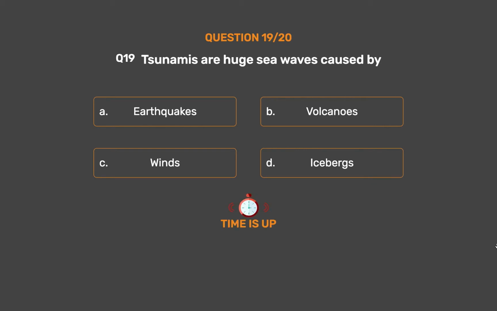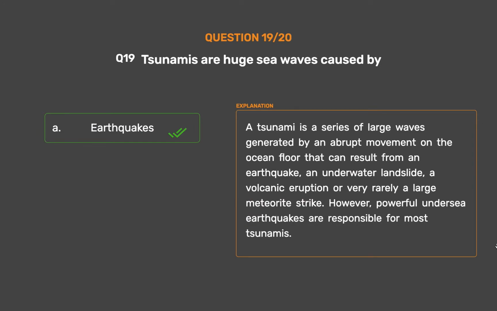The correct answer is option A. Earthquakes. A tsunami is a series of large waves generated by an abrupt movement on the ocean floor that can result from an earthquake, an underwater landslide, a volcanic eruption, or very rarely a large meteorite strike. However, powerful undersea earthquakes are responsible for most tsunamis.